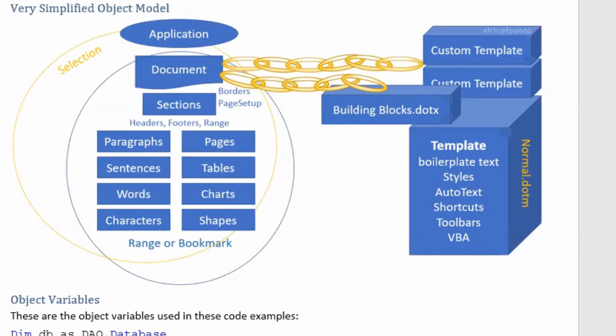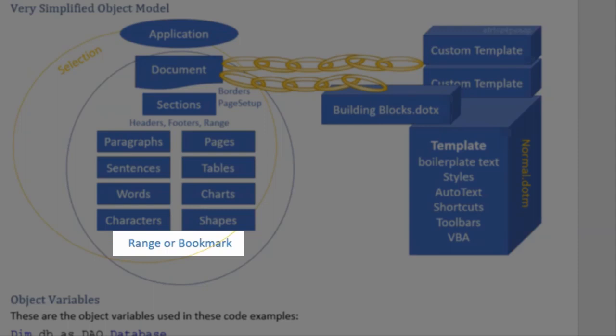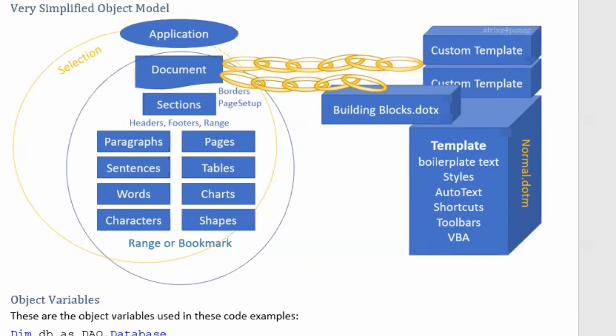If you name a range, it becomes a bookmark. So that is the difference between a range and a bookmark. They both can have the same things in them. It's just that a bookmark gets a saved name and you can use it again. So a range is helpful when you are building applications, when you're developing them, so you can refer to parts of your document.